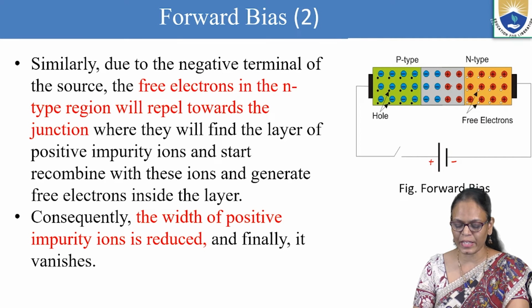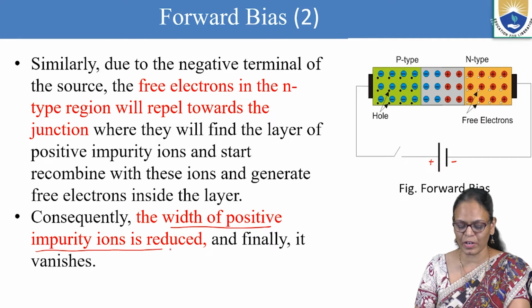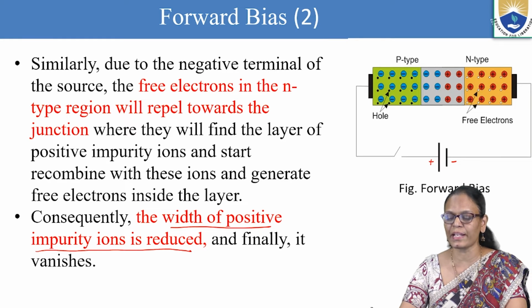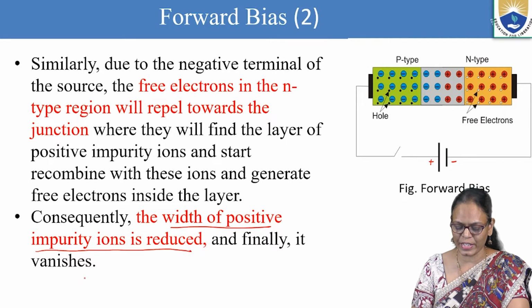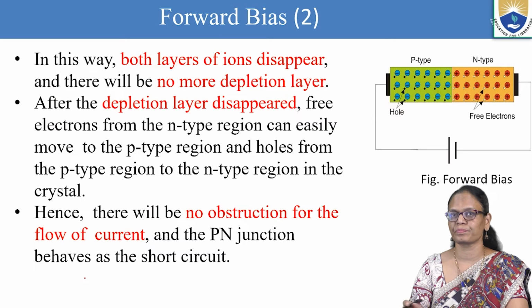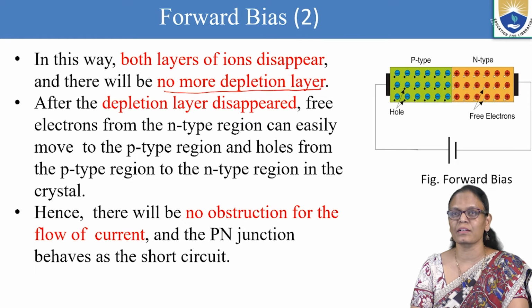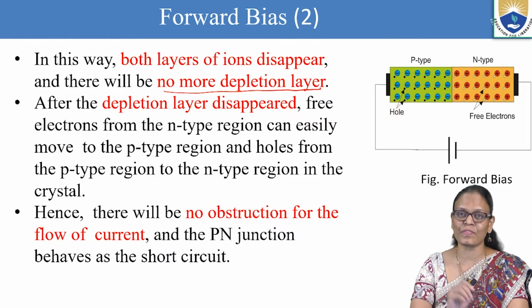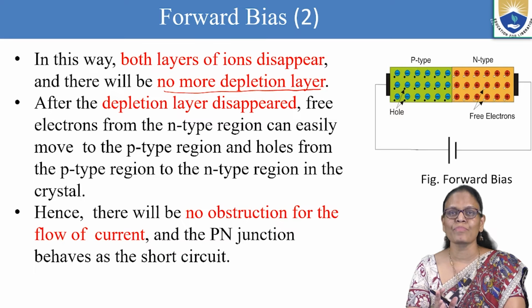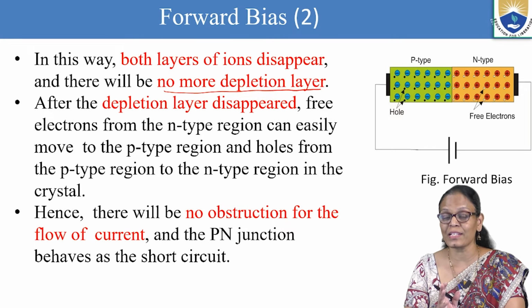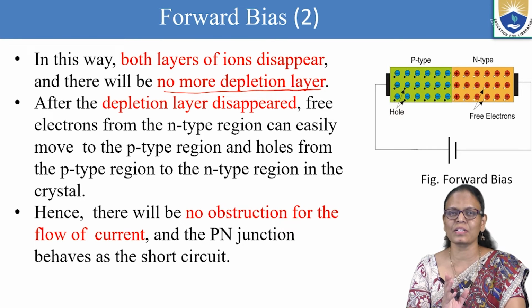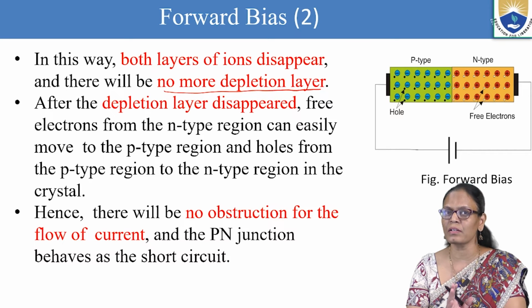These electrons will now combine with the positive ions here and generate free electrons inside the layer. So what happens again here? The width of the positive impurity ions layer is reduced because these electrons are going and recombining with them. So the width of the positive layer also decreases and finally it vanishes. In this way, both layers of ions disappear and there will be no more depletion layer. When we started with biasing, the very motive of biasing is to break the barrier, meaning to decrease the depletion layer and break the barrier.